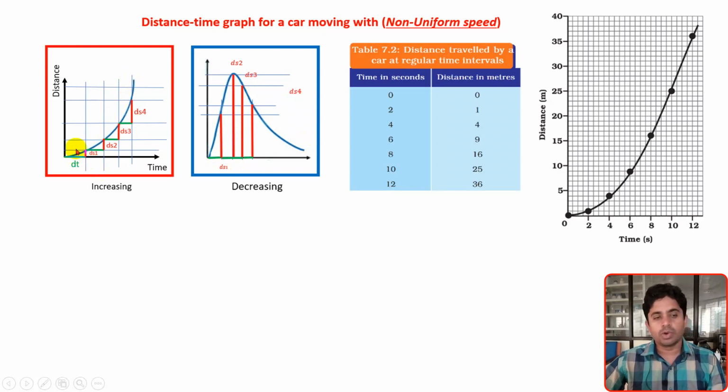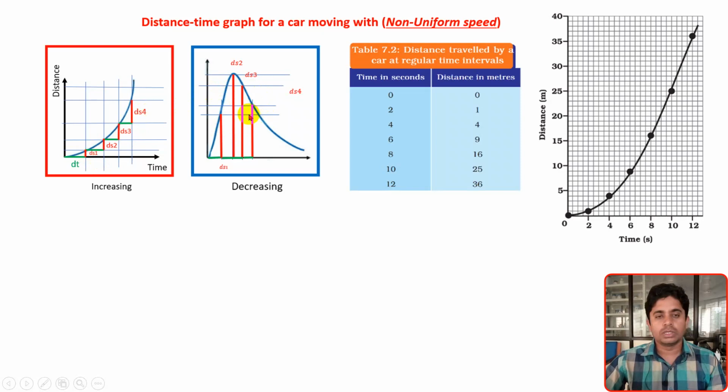Simply, if I consider four time intervals 1, 2, 3, 4, and take the corresponding change in distance, or displacement, then here that displacement is increasing. For every time interval, if we compare the corresponding change in displacement with that of the other time intervals, they are not equal. They are not the same. Here from ds1 to ds4, the magnitude is in increasing order.